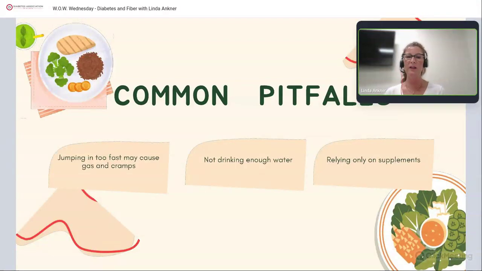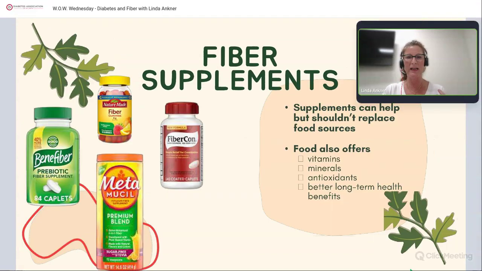Other pitfalls is not drinking enough water. So as you increase your fiber, you will also want to increase your water consumption. I mentioned, the water will definitely help the fiber make its way through the body and not put you in a position where you are feeling those uncomfortable feelings or side effects. And then another common pitfall is relying only on supplements. So I'm going to talk a little bit about supplements now.